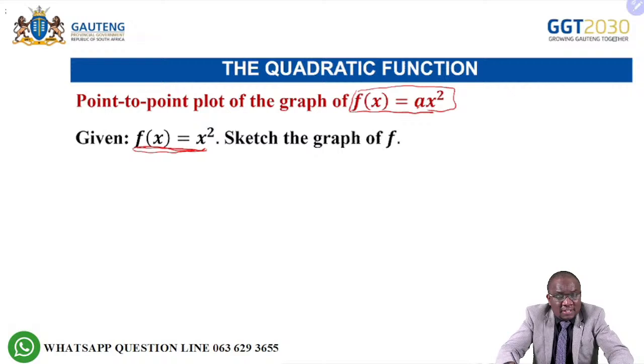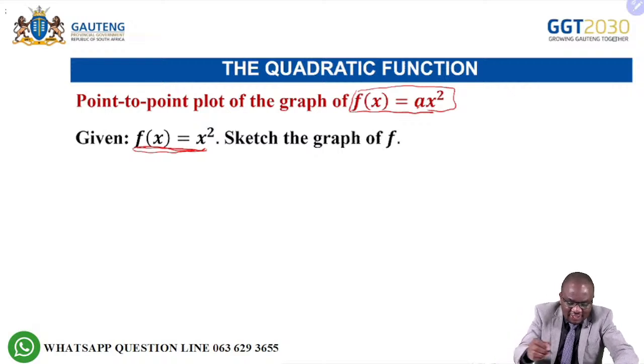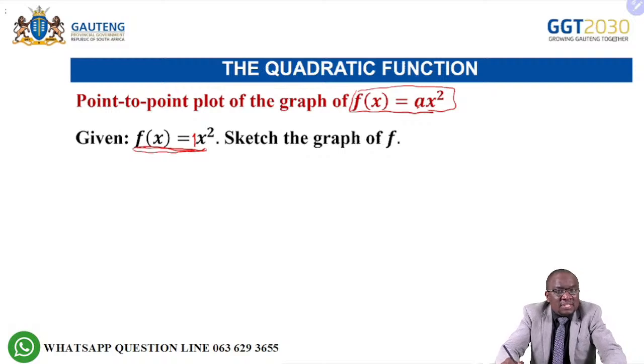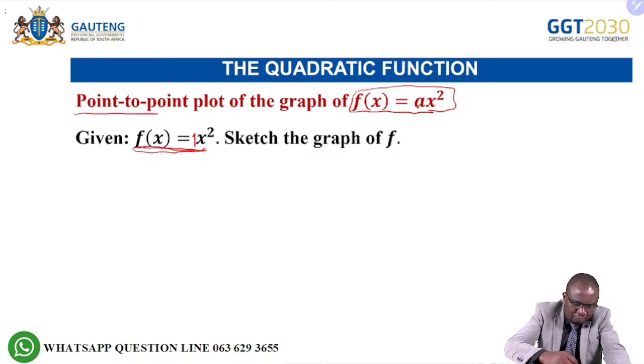It is there, isn't it? It is the invisible one. There's an invisible one here. Remember that, the invisible one. So it means our a is 1. So we're going to use this function to sketch our graph point to point.